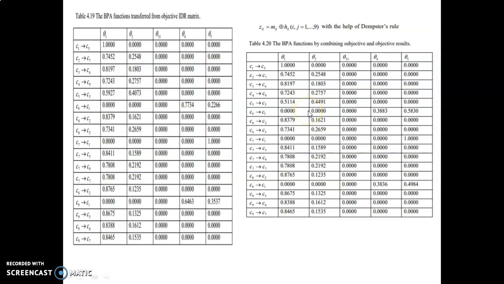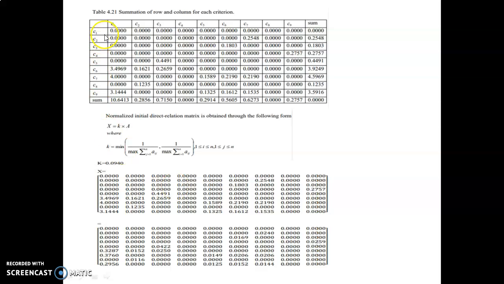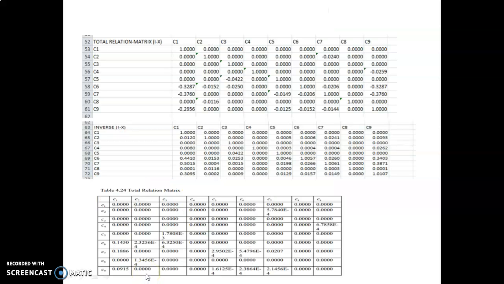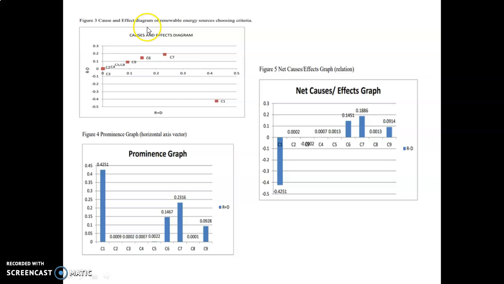Find the initial direct matrix, constructed as this G. Then calculate the summation of row and column for each criterion. Then normalize the initial direct relation matrix using this formula and get this. Using Microsoft Excel, we find the total relation matrix: inverse, and get the total relation matrix by multiplying X with the inverse. Then the sum of row and column of the total relation matrix, in this Excel, gives the cause and effect diagram.